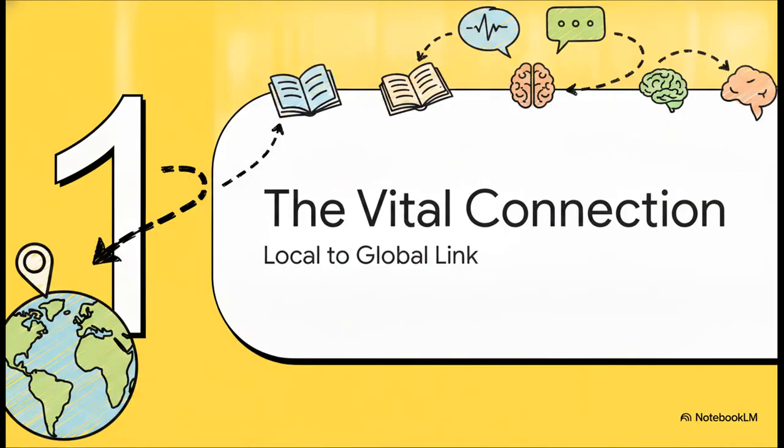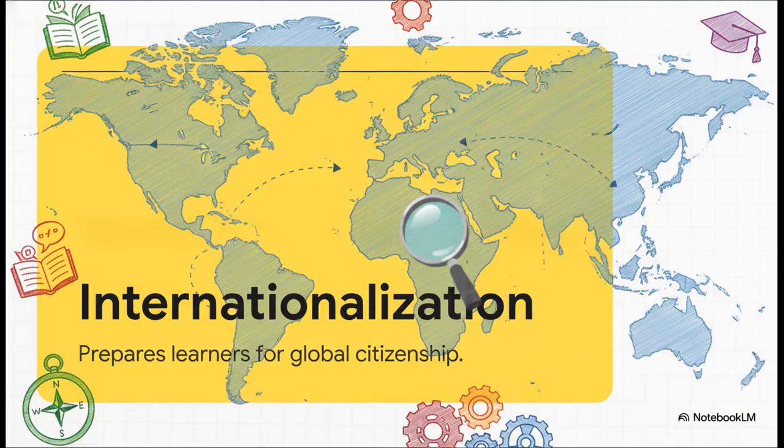All right, let's jump right into section 1, defining the vital connection, the link between local and global. First up, we really have to look at our ultimate destination here. We define internationalization as the overarching process of preparing learners for active, effective global citizenship. Basically, it's about taking a student from a purely localized mindset and giving them the awareness, the knowledge, and the skills to step up onto the world stage. It's the big picture goal of modern education today.